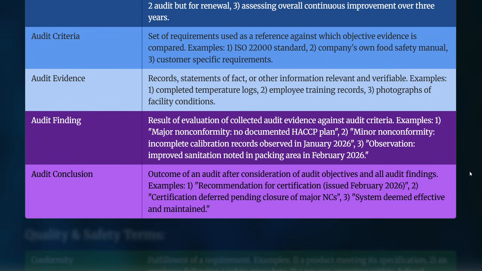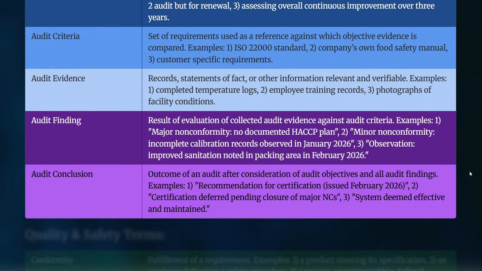And then you have audit findings. It means those are the results of evaluation of collected audit evidence against audit criteria. Example, you have major nonconformity. If there is no documented HACCP plan, this is an audit finding. Or it could be stated minor nonconformity, incomplete calibration records observed in January 2026. This is also an audit finding. Or observation, improved sanitation noted in packing area in February 2026. That's also an audit finding.